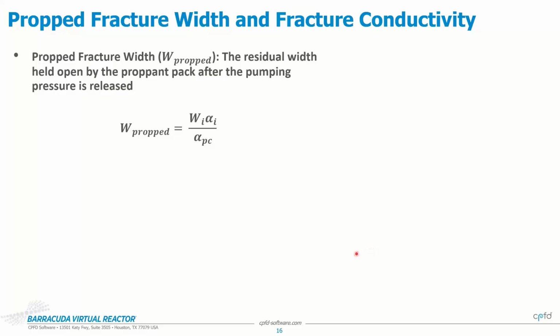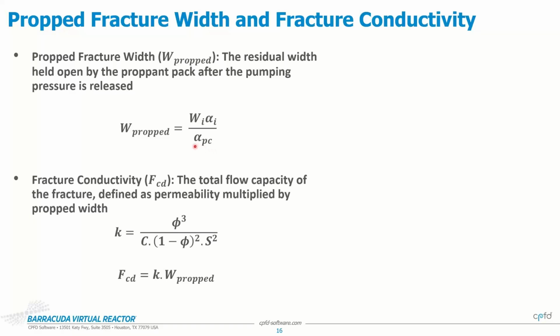And as the name suggests, once you have this proppant settle down and you stop pumping, you want to see what's the width of the fracture that is going to stay propped open, because that is where you are actually going to produce oil from. One way to define it is that this propped width is a function of the initial width and the volume fraction divided by the close back volume fraction, right?